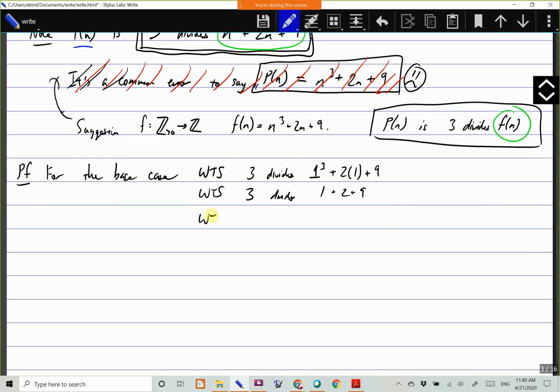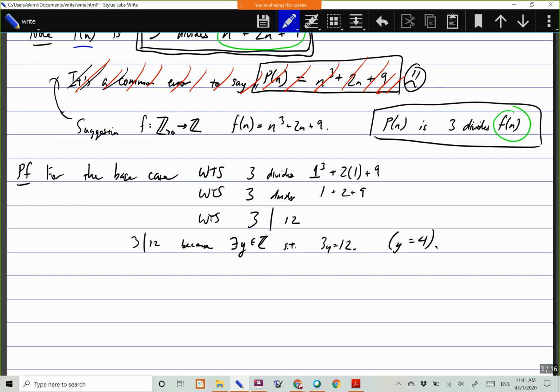We want to show that 3 divides 12. The reason this is true is that 3 divides 12 because there exists an integer, I don't know what we want to call that integer, y, in the integers, such that 3y is equal to 12. Namely, y is equal to 4.